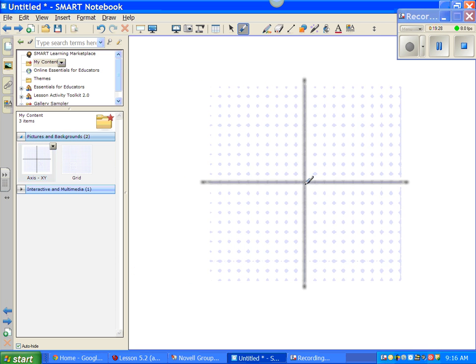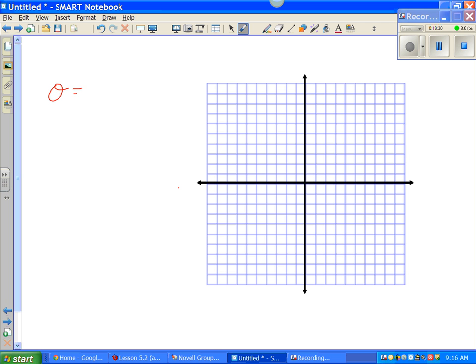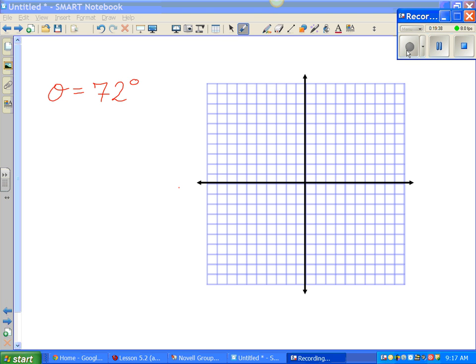What's the next one? 72? Okay, so go ahead and draw it, and we'll come back in just a second. All right, so initial ray. What quadrant am I going to be in? Yeah, let's say about here.